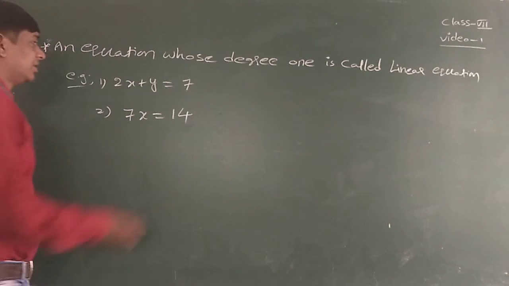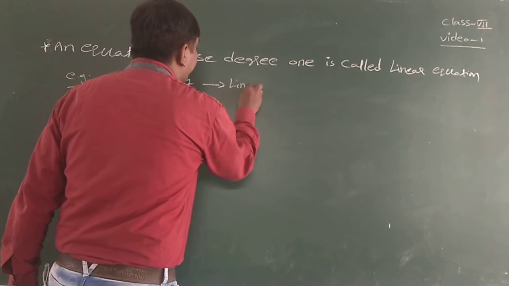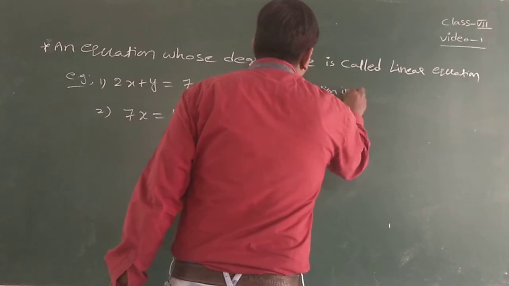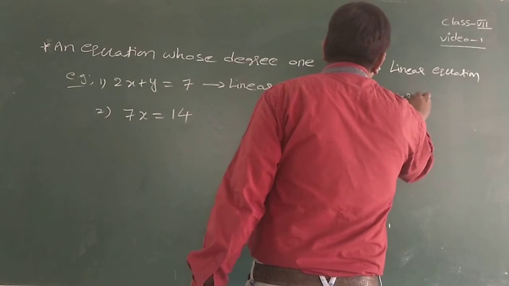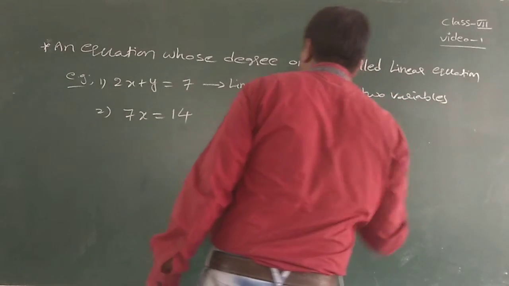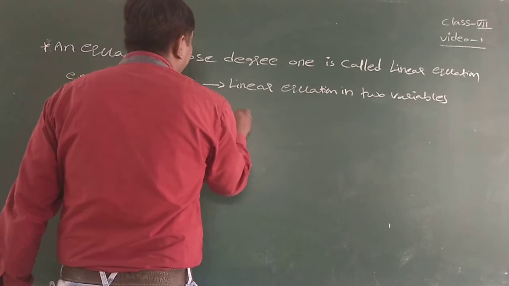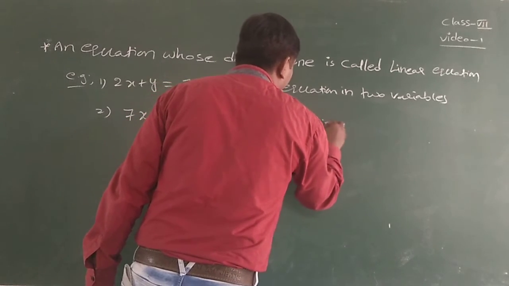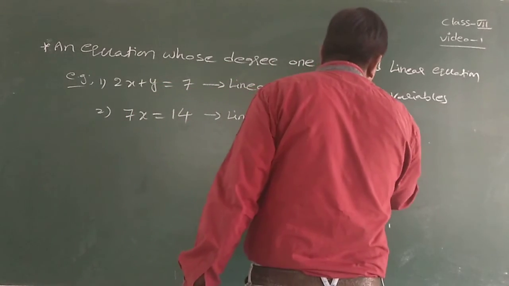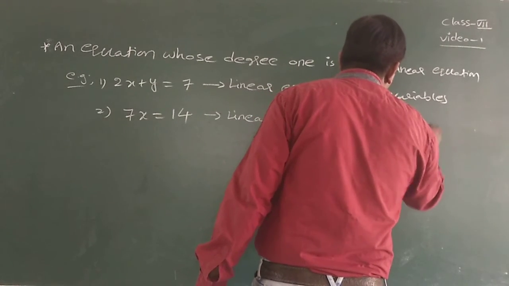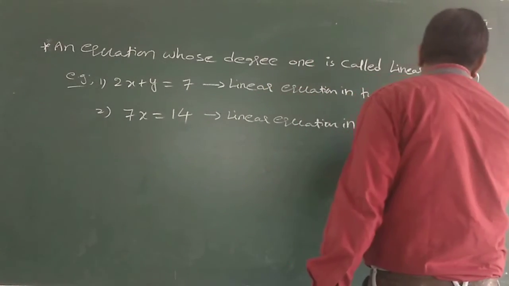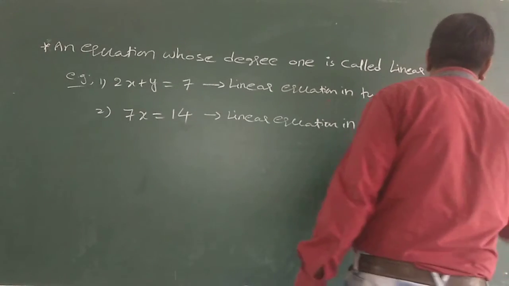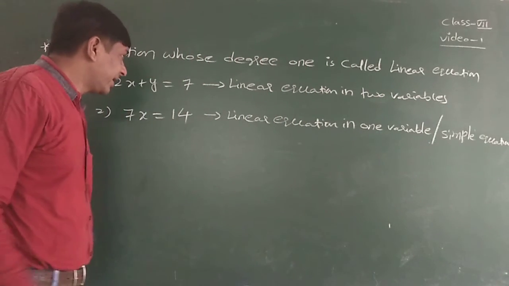Understood? So this is a linear equation in two variables. Whereas this is called a linear equation in one variable, or else a simple equation.